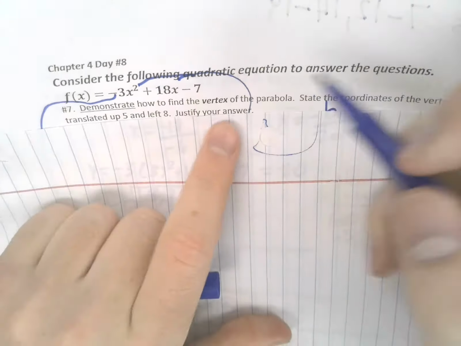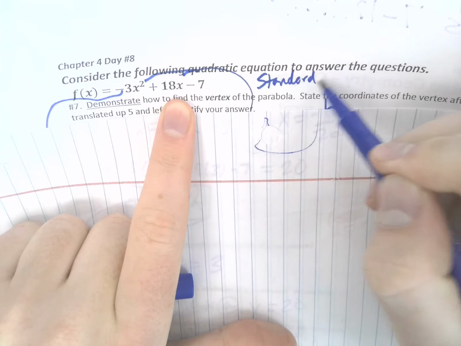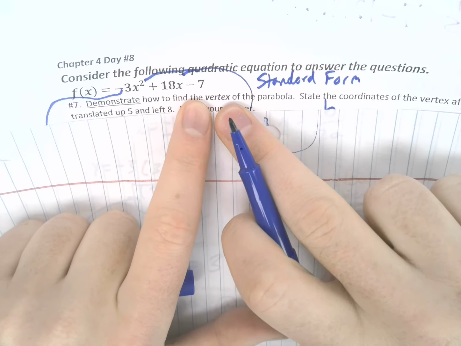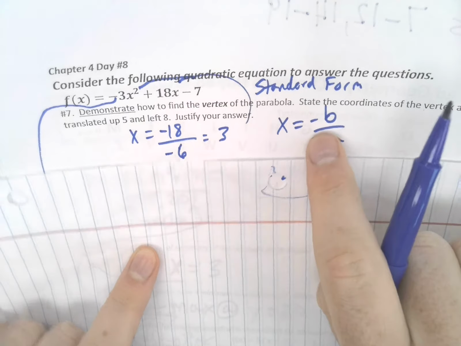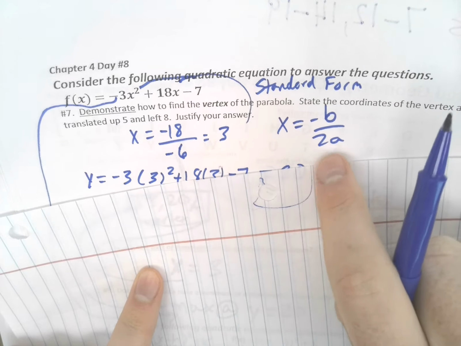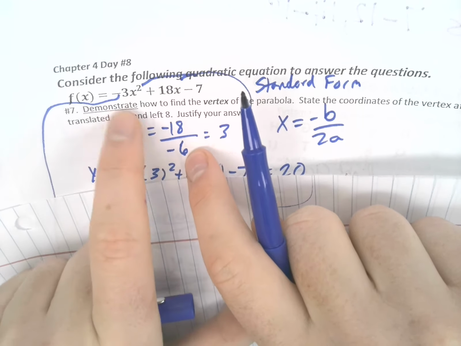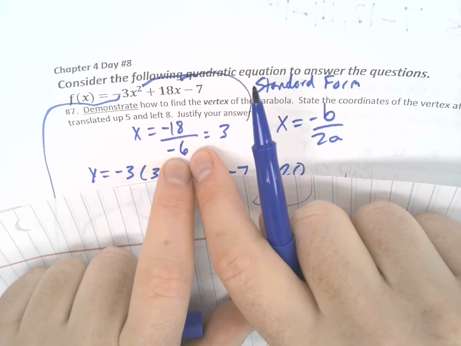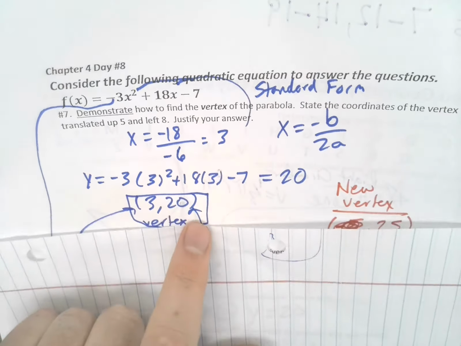So starting off, we see we've got a quadratic in standard form, which means we're going to have to work a little bit harder to find the vertex. So to find the x of our vertex, we're going to do negative b over 2a. So negative 18 over 2 times negative 3, which would be negative 6. Negative 18 over negative 6 is going to give us positive 3. Well, that's the x of our vertex.